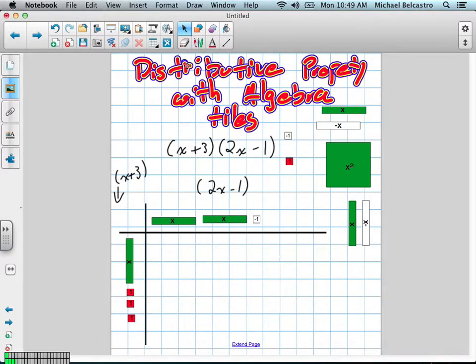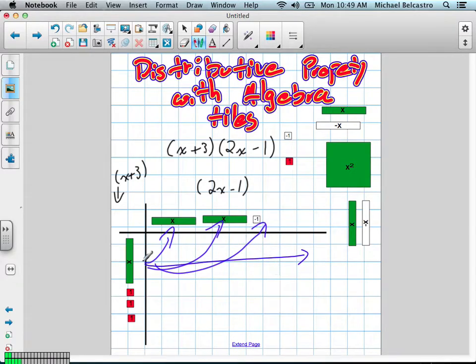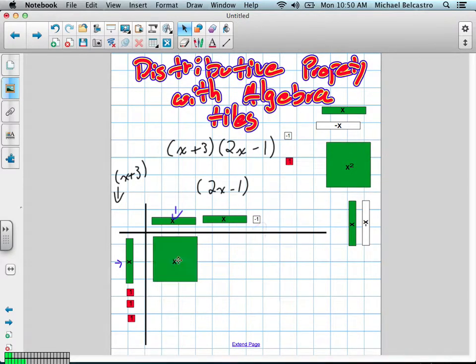Now, what this is like is almost like bingo, but we're multiplying instead. So we're going to take the very first row, and I'm going to multiply it by each of these to create a shape. When I multiply x by x, what do I get? X squared. When I multiply x by x, what do I get? Good. And when I multiply x times negative 1, what do I get? Negative x.